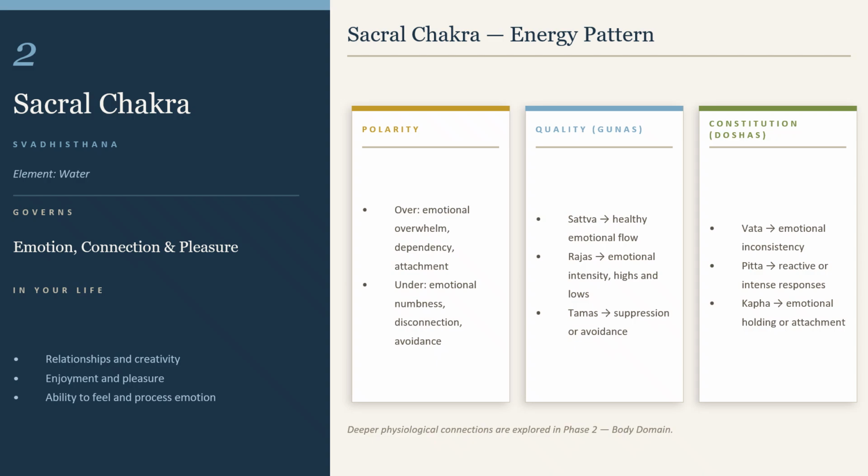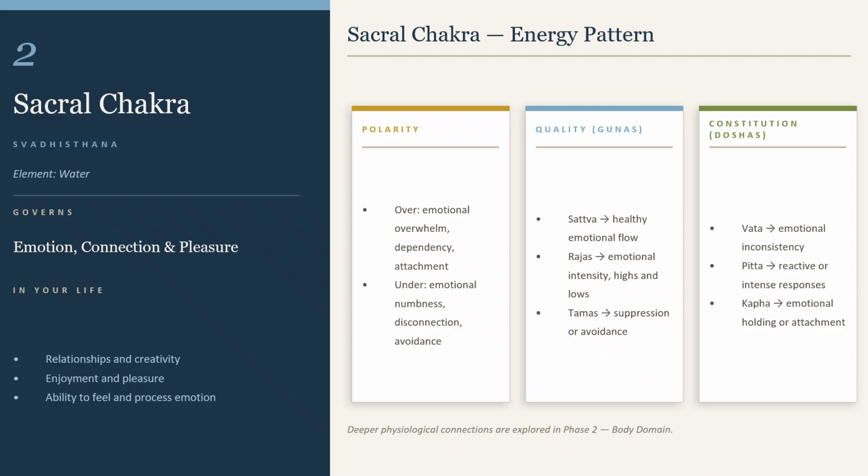For polarity, overactive expression can show up as emotional overwhelm, attachment, or dependency. Underactive expression can show up as emotional numbness, disconnection, or avoidance. For quality, Sattva brings healthy emotional flow and connection. Rajas can show up as emotional intensity, highs and lows. Tamas can show up as suppression, avoidance, or lack of feeling.